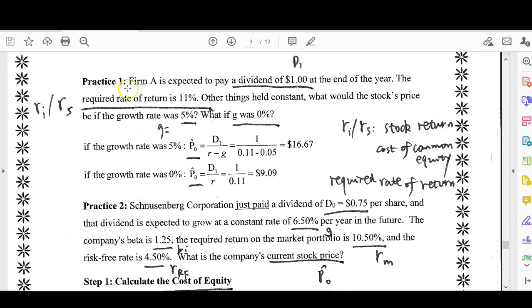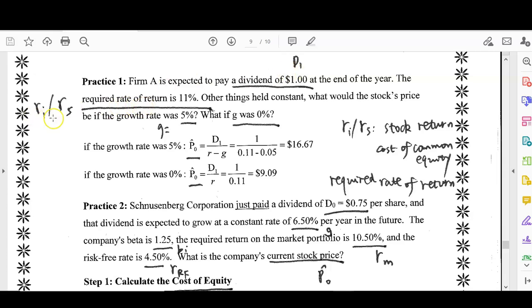Here, we know firm A is expected to pay a dividend of $1 at the end of the year. So it's at the end of the first year, so D1 is $1. If it says it's already paid, then that's D0. If it's paid today, it's also D0. But if it's paid at the end of the year, it's D1.